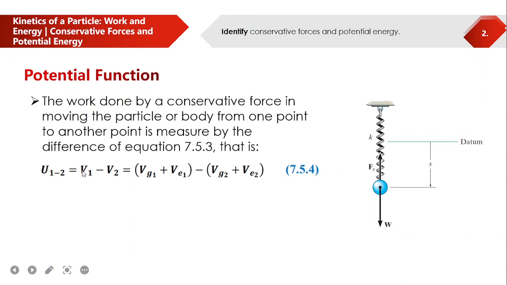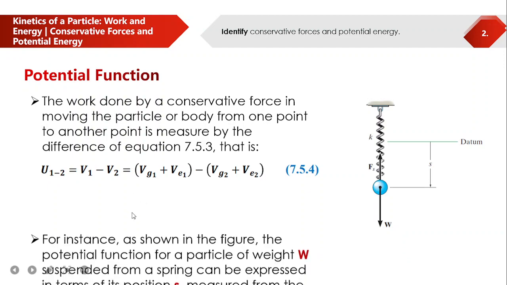So this is V sub 1. This is the sum of the two, gravitational tsaka elastic, ha? Kasi meron silang initial tsaka final position, okay? So it should be V sub 1 minus V sub 2. Huwag kayong malito, ha, baka malagay nyo dito V sub 2 minus V sub 1, which is not correct. Pagbaliktad sila dito, V sub 1 minus V sub 2. Okay, negative always yung final position mo.